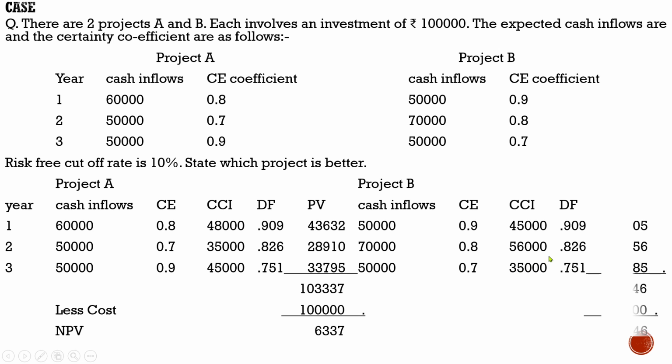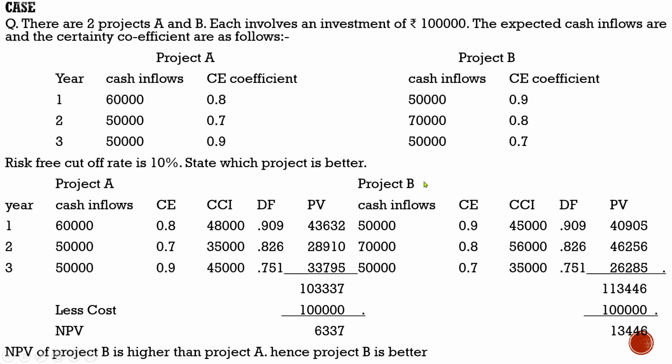Next you need to find the present value of each certain cash inflow of project B. Multiply these two, you will get present values of all these three amounts. Just add together, you will get a total amount. From that you need to reduce the cost of 1 lakh. You will get a difference of 13,446. So automatically from these two amounts you can see which project is best. Definitely project B is the best, because it has the highest NPV.